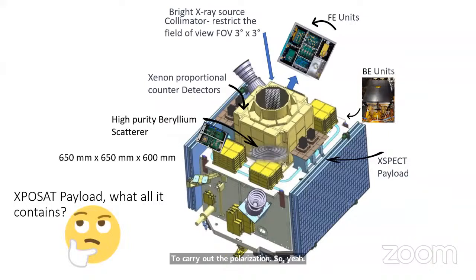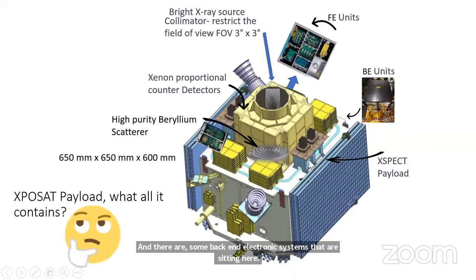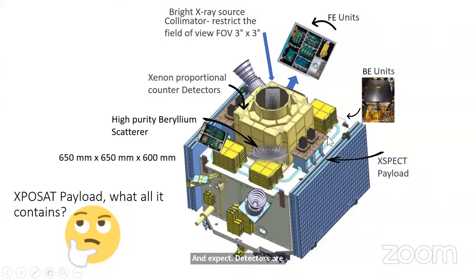So what all does it contain? XPOSAT contains these blocks. Let's start from the passive elements: collimator, and there is a high purity beryllium scatterer, and there are 4 xenon proportional counter detectors, and there are some backend electronic systems that are sitting here, and the field of view of this collimator is 3 degrees by 3 degrees. This is the inside view of the payload, with the detector shown here.